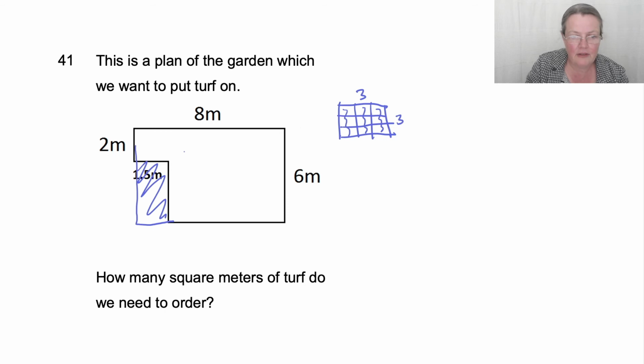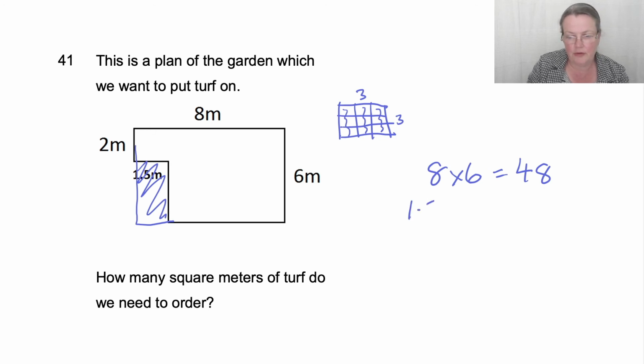So the area of this whole thing is 8 times 6. So that's 8 times 6 is 48. Now I've written that down because I know I tend to make silly mistakes on that particular one. So that will make it easier for me to check. And then this bit. So that's 1.5 there.